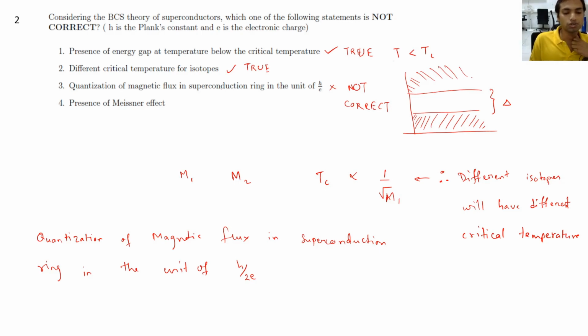So the presence of the Meissner effect, this is true, a widely known effect, that there would be no magnetic field lines inside the superconductor below the critical temperature. So this is also true. So your correct answer is this one. Let us go to the next question now.